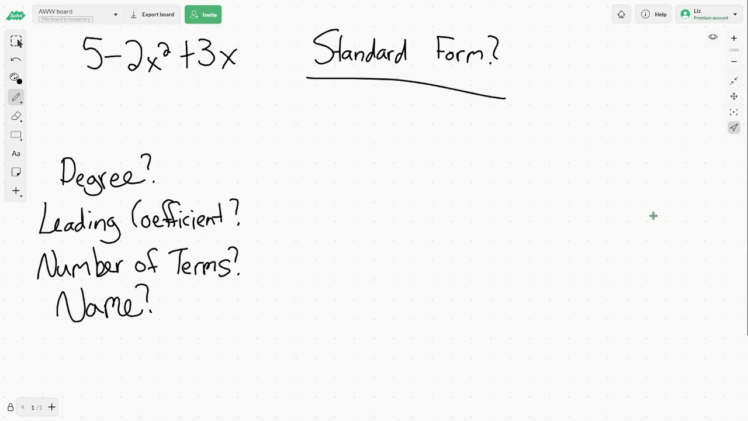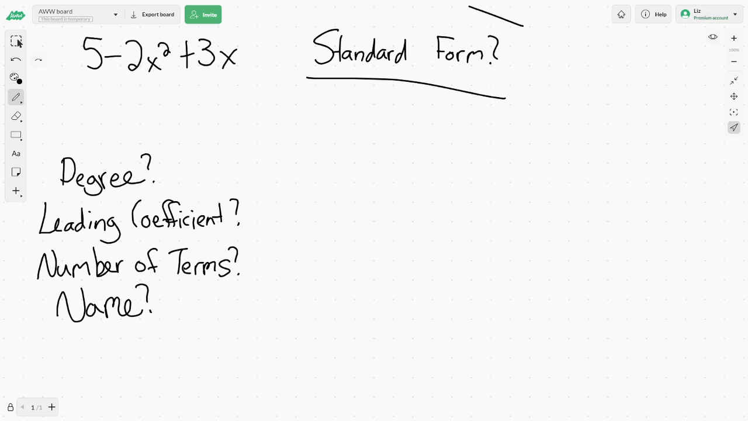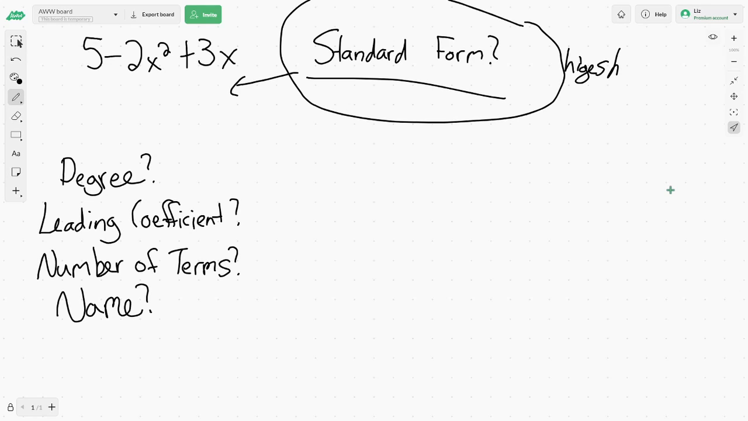All right, so here's an example of a polynomial, and we're asked for the degree, the leading coefficient, the number of terms, and what to name it. But before we do all of that, we really need to get it in standard form. Standard form, remember, has the highest degree down to the lowest degree.